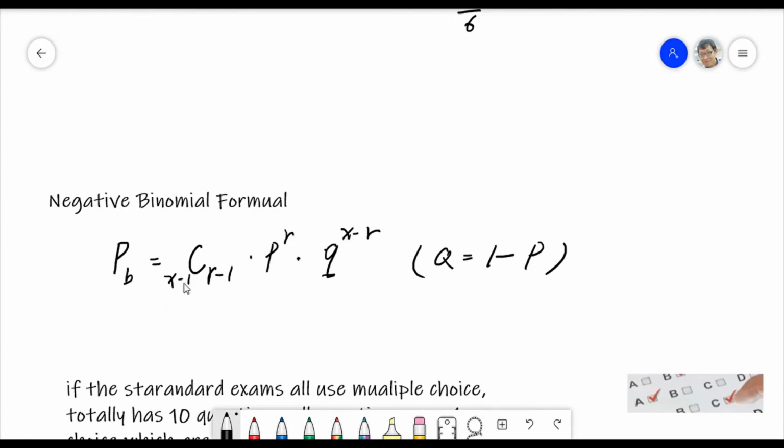The C here is my combination, right? What is X here? X is the number of trials. R is the number of successes. What is Q? Q is 1 minus P. P we already know, right? So this is very useful, especially for the example below.